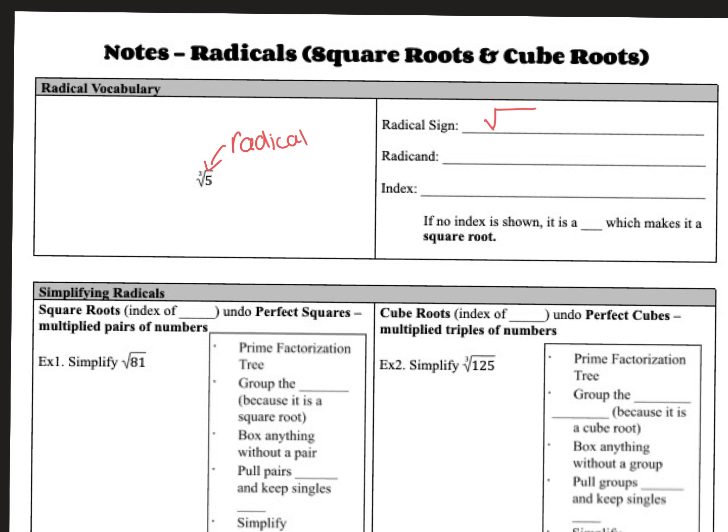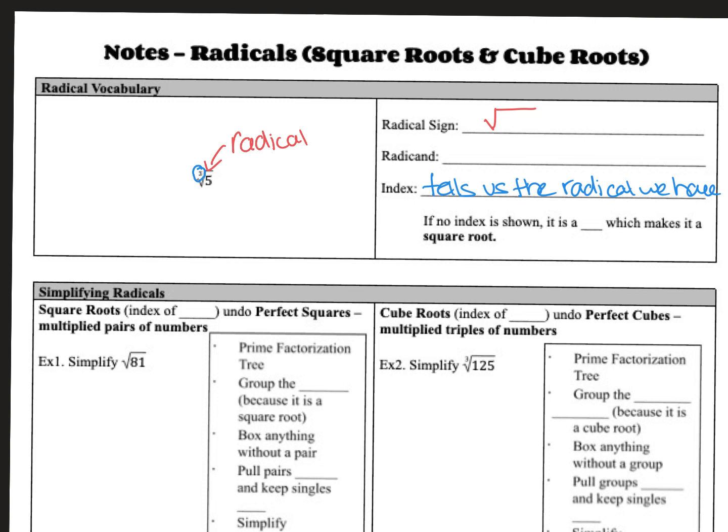So what is our index? Well, our index tells us the kind of radical we have. And it's this number right here outside of that radical sign. So for us, this is a radical with an index of 3, but it could tell us, do we have a radical of 2, which is a square root, radical of 3, radical of 4, etc.